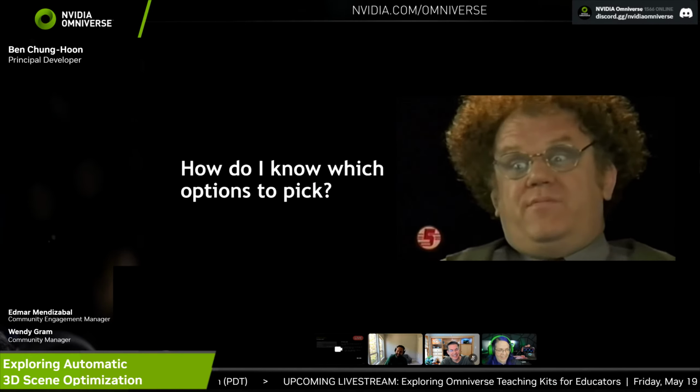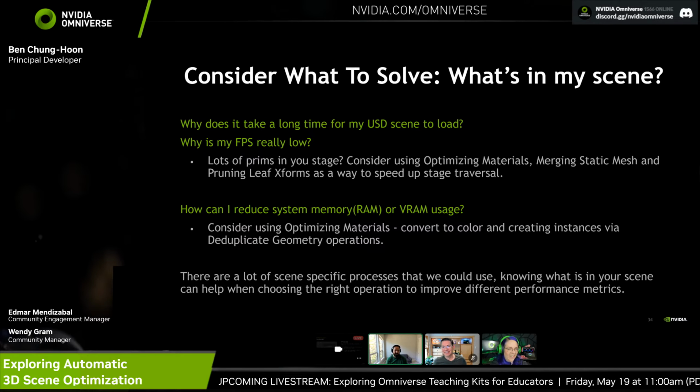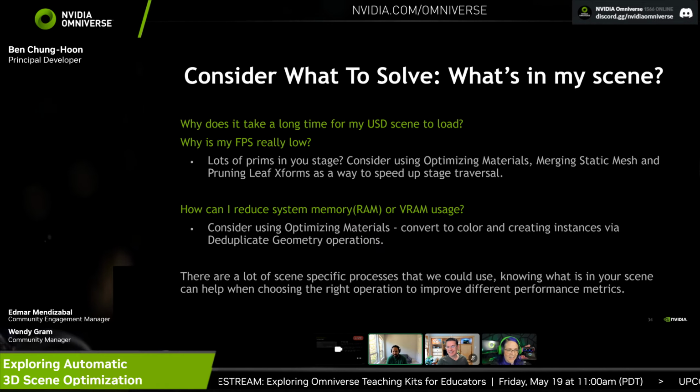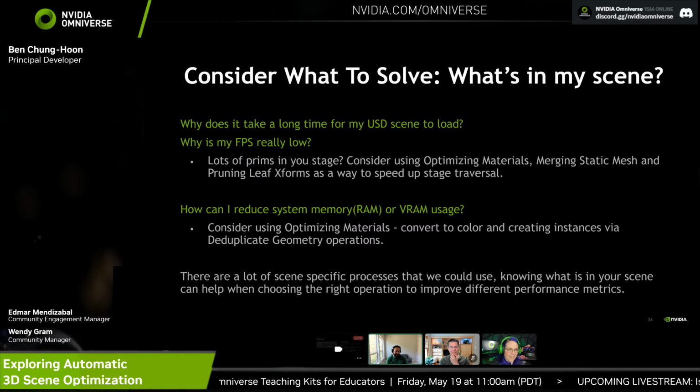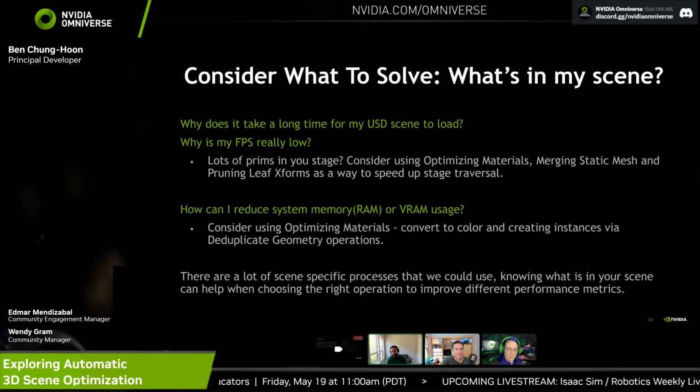Right. And so we have to consider what's in my scene. What am I trying to solve for? What am I looking to improve in my experience, or for my users that may be using this data? A lot of times what we see is, okay, I've got a lot of stuff in my scene, how do I get this to load fast? It takes like 40 minutes to load within Composer. Well, sometimes there are also trade-offs we'll talk about.